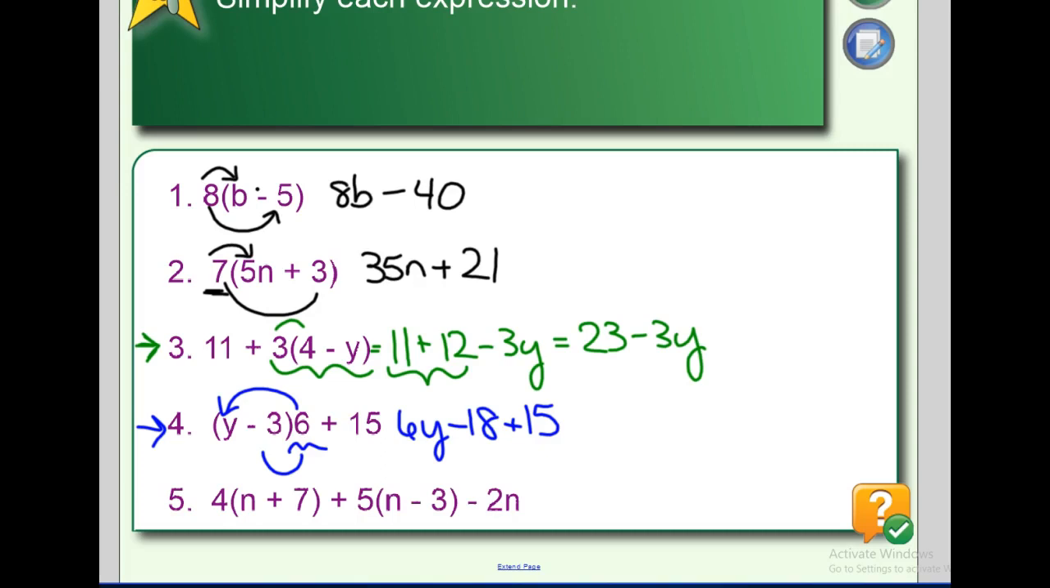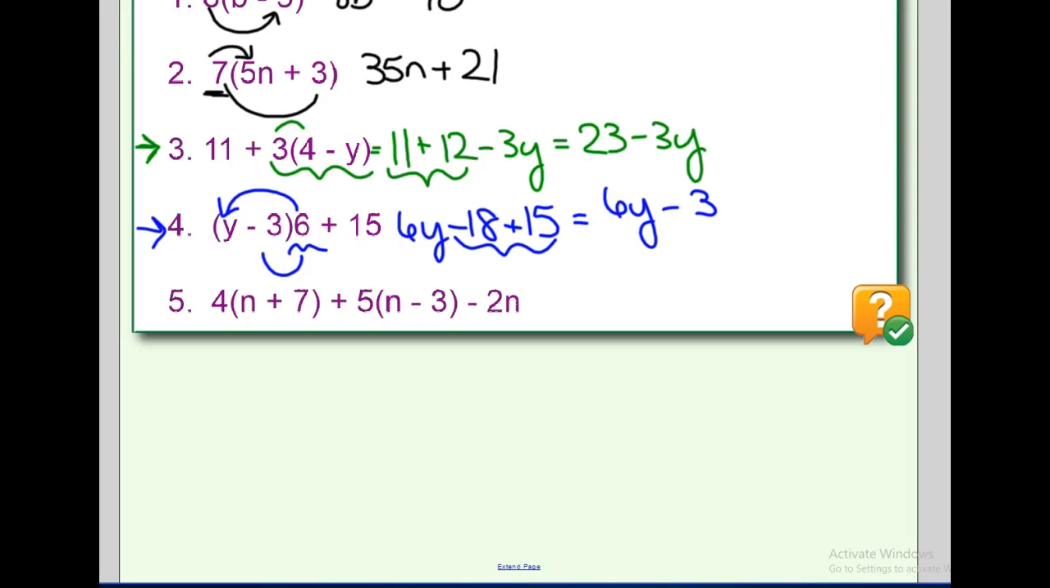Nice job. Did you notice we've got a negative 18 and a positive 15 we can put together? Yeah, so our final answer is 6y, and then different signs we're going to subtract, so we get minus 3. Nicely done. All right, guys, let's everybody copy down number 5, and let's try it. Ooh, distributive property times 2. No worries, we can take care of that.